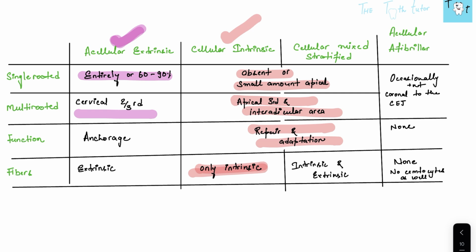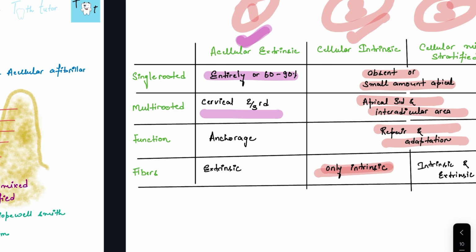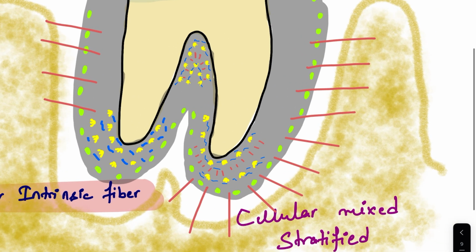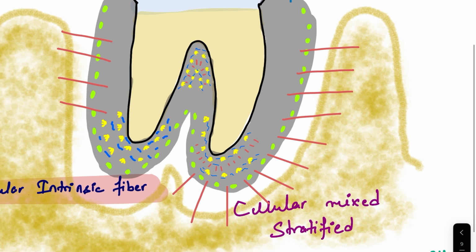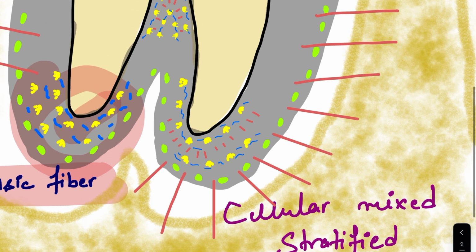Now the third category, so we covered the first, acellular, and the second, cellular. Now the third category, we have cellular mixed stratified. So I said last time to ignore this part. Why did I say so? To make you understand cellular intrinsic fiber cementum. Now you have to understand that this type of cementum is never present alone. Okay, it is present with layers of extrinsic fibers.